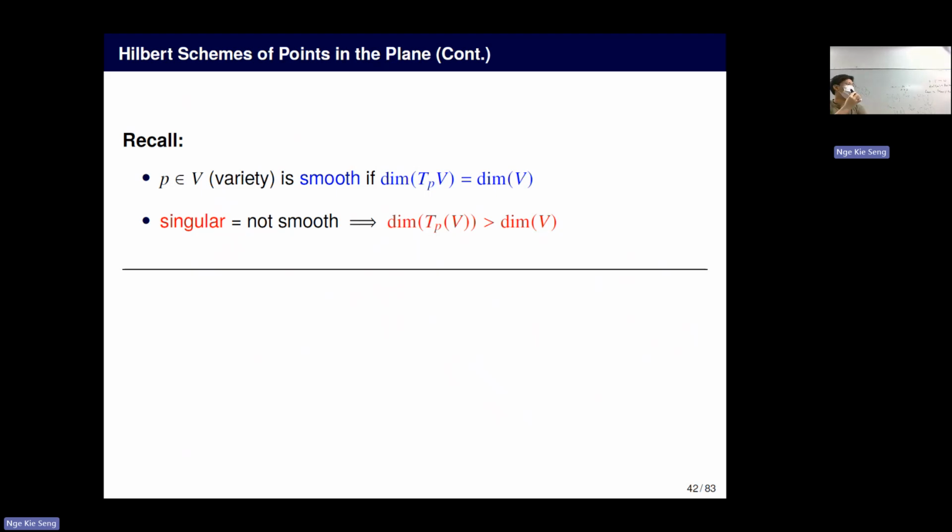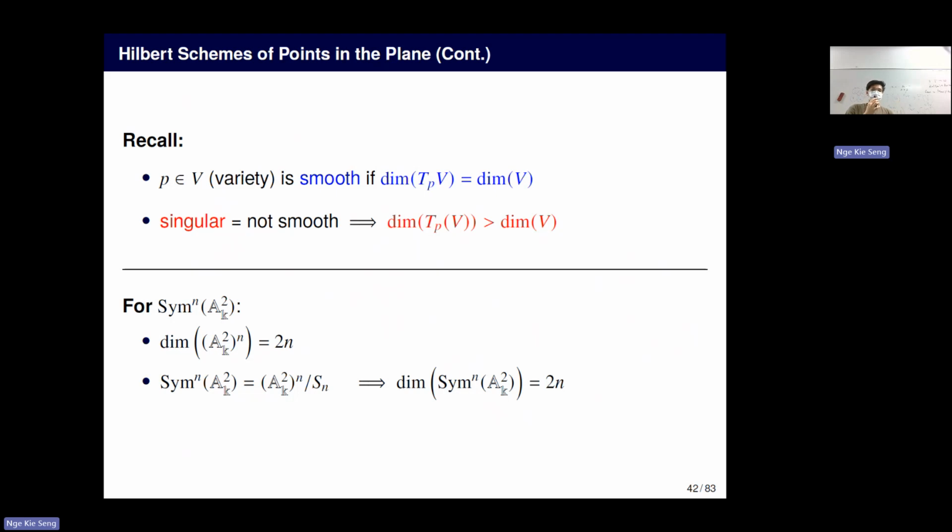We recall that a point of a variety is smooth if the dimension of the tangent space at that point equals the dimension of the variety. And if it is not smooth, it is said to be singular. So to show that our symmetric product is singular, in other words, that it contains at least one singular point, it is enough to just identify a singular point, and to identify a singular point is equivalent to showing that the dimension of the tangent space at that particular point is larger than the dimension of the variety.